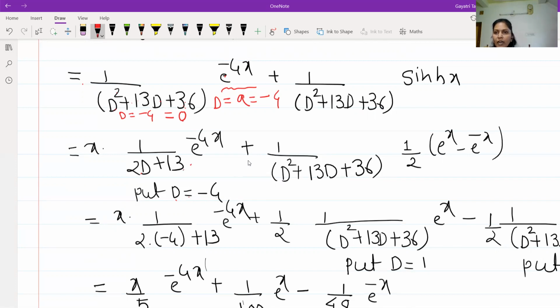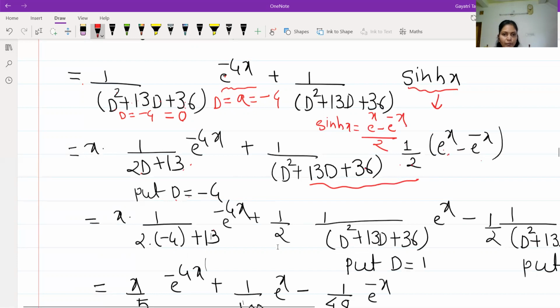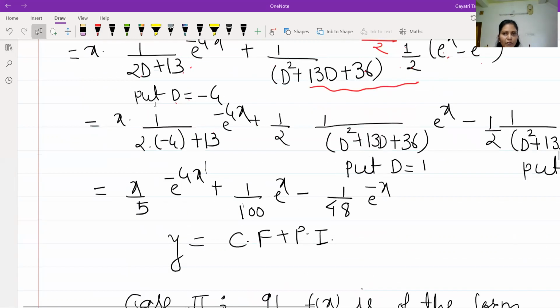Then on this side, again the term sinhx. So sinhx, it is the same formula, but the middle sign is different. What is the formula for this sinhx? It is e raised to x minus e raised to minus x by 2. So 1 by 2 as it is. Then multiply by both the terms, to the first term, to the second term. And in the first term, what we have to do? So in the first term, you have to put D is equals to -4. So put D is equals to -4. I will get the term in this way.